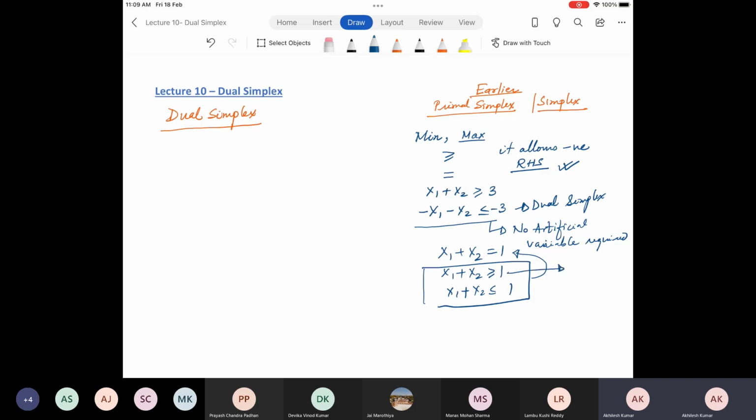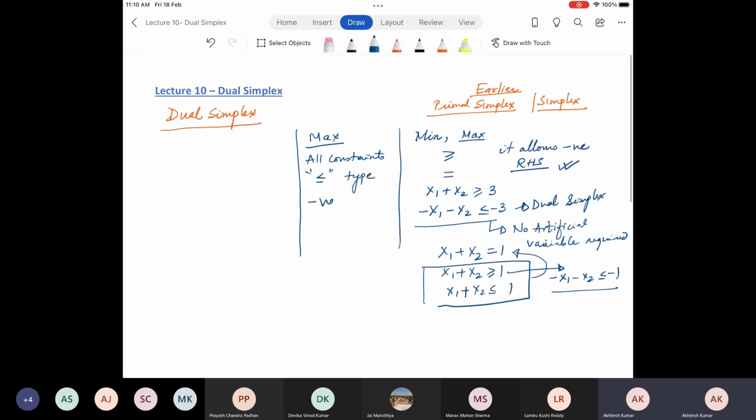Now the greater than or equal to constraint, you can convert to minus x1 minus x2 less than or equal to minus 1. So when you are solving with the dual simplex method, things to keep in mind: you have to convert into a maximization problem. All constraints should be converted to less than or equal to type, whether you have greater than or equal to or less than or equal to constraints, and you should have a negative right hand side or b value. Then only you can invoke the dual simplex method. Is it clear? Any questions so far?